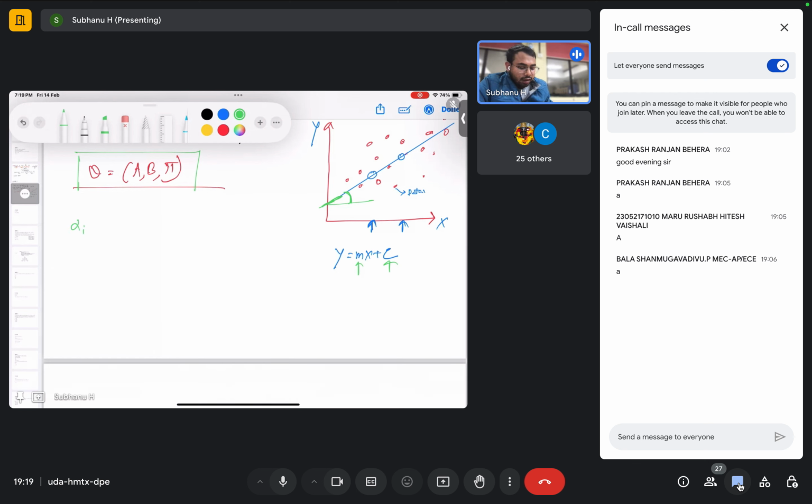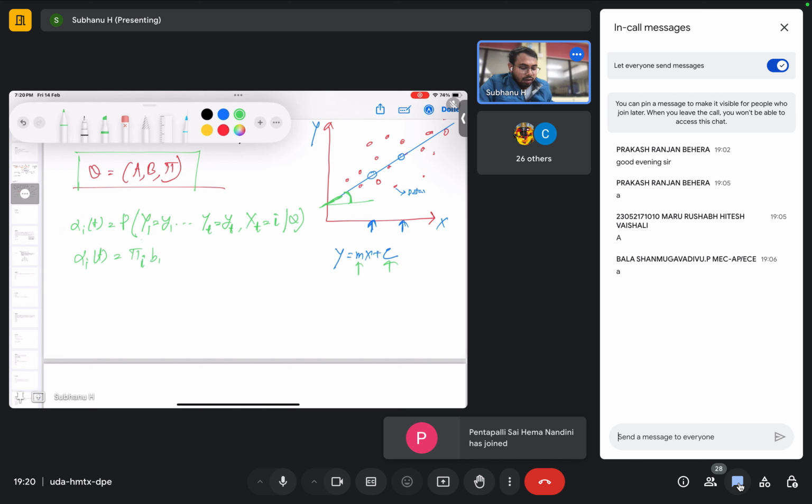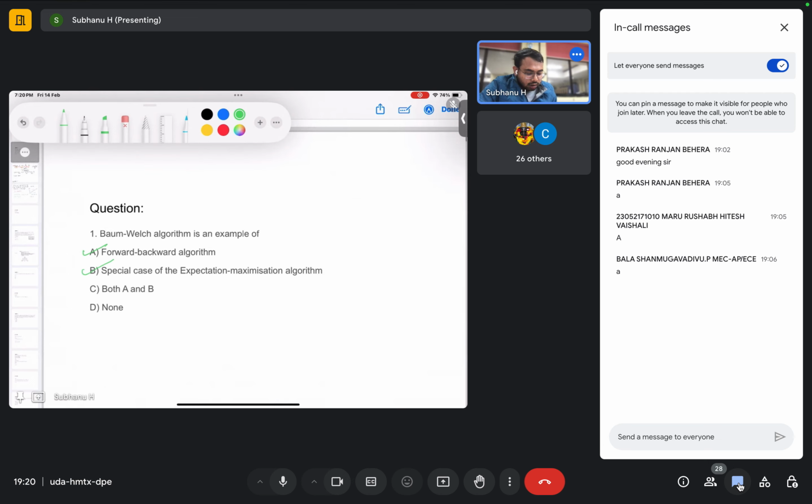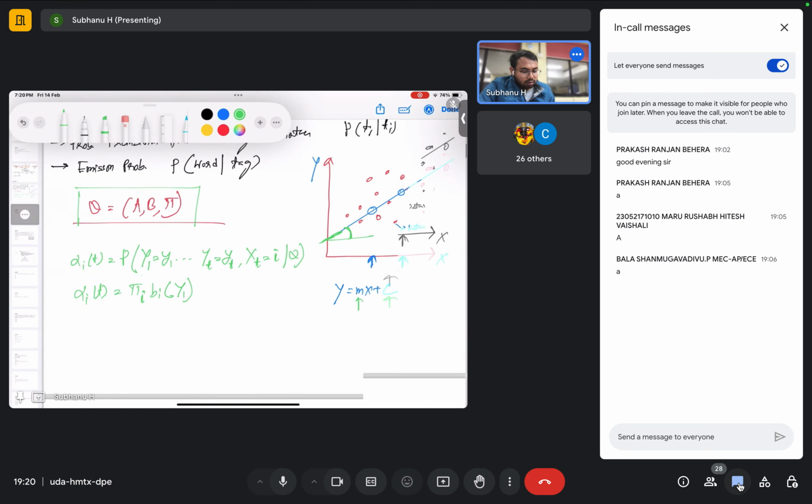Of course, this is a forward procedure algorithm, because suppose you are given alpha_i(t) equal to the probability of y1 to yt, and X_t equal to i, given theta. This will be the probability of seeing this sequence y1 to yt and being in state i at time t. We found it recursively using alpha_i(1) = pi_i b_i(y1). Now I think it is clear that this is a forward-backward algorithm and it is an expectation maximization algorithm. So both A and B are the correct answer.